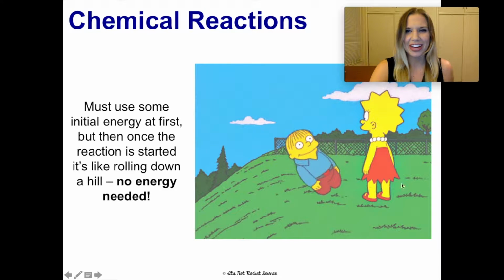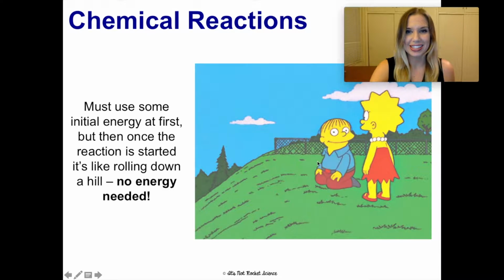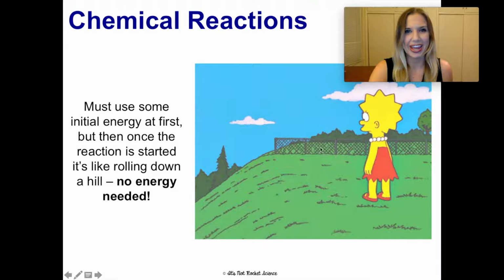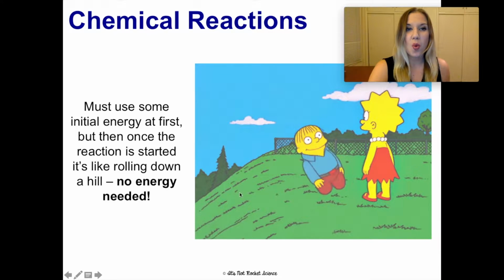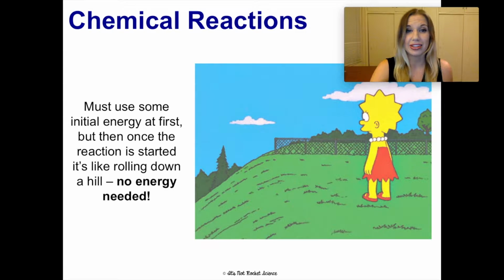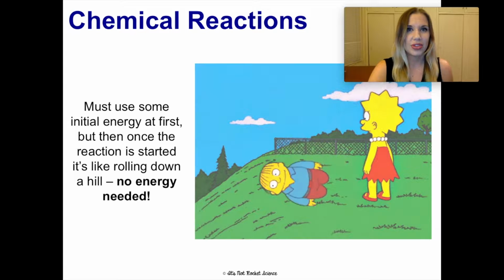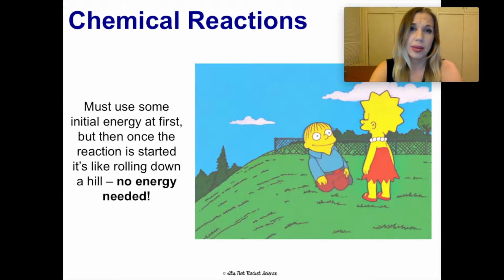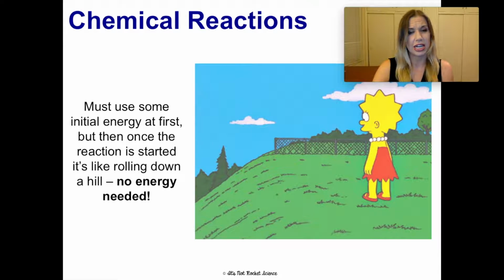I forget what his name is. I just know it's from The Simpsons. If you notice, he's rolling down the hill, but he does need to put in some initial energy at first. But once that reaction is started, once he's rolling down the hill, there is no energy needed. He is just flying down there pretty passively. But right at the beginning, it does take some initial energy for him to roll off to the side. That's what it's like for chemical reactions. They need a little bit of inputted energy in order to get going. But then they're pretty self-sustaining.